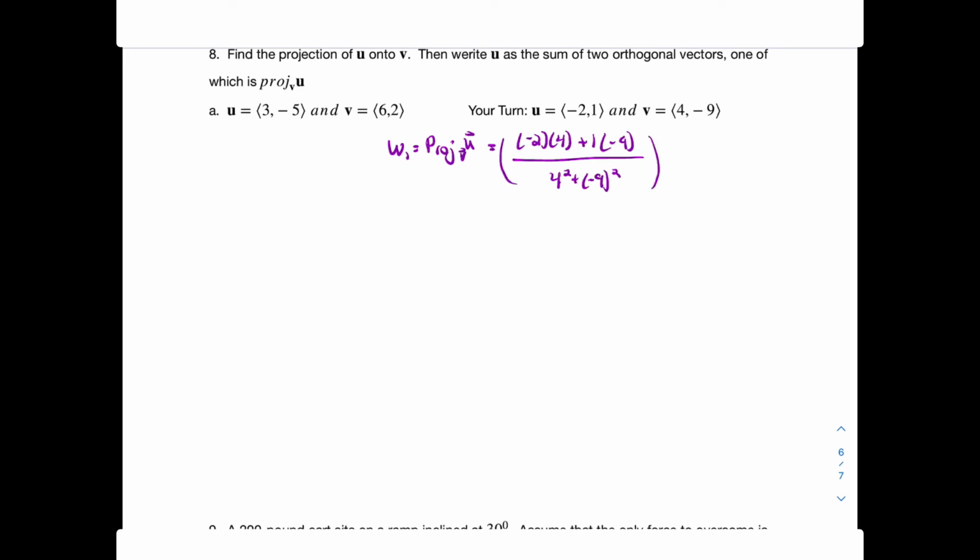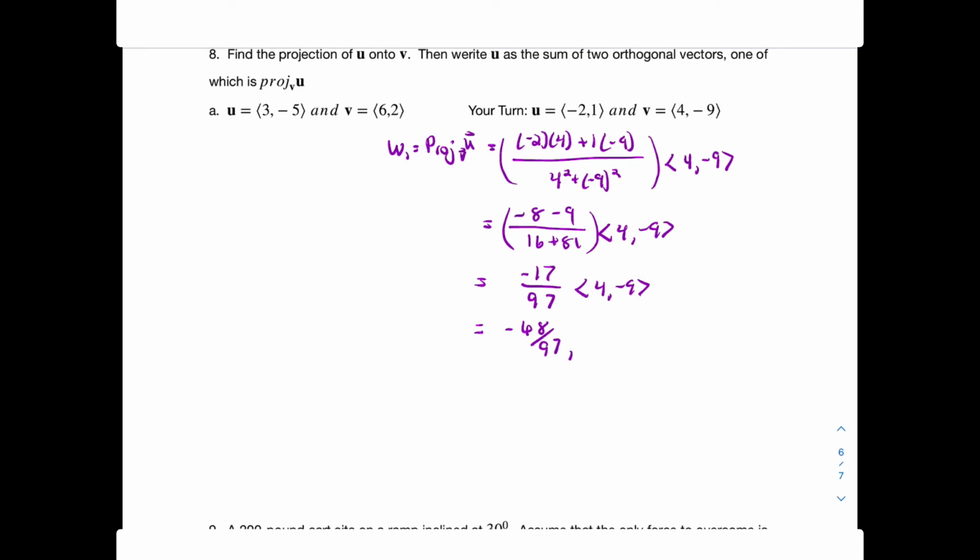Okay, first we're going to start by finding the projection of u onto v by using our formula. So the dot product of u times v and the magnitude of v squared will end up being negative 7 over 97. And we times that by vector v, which is 4, comma, negative 9. So our projection of u onto v would be the vector negative 68/97 and 153/97. And that answers the first question, the projection of u onto v.